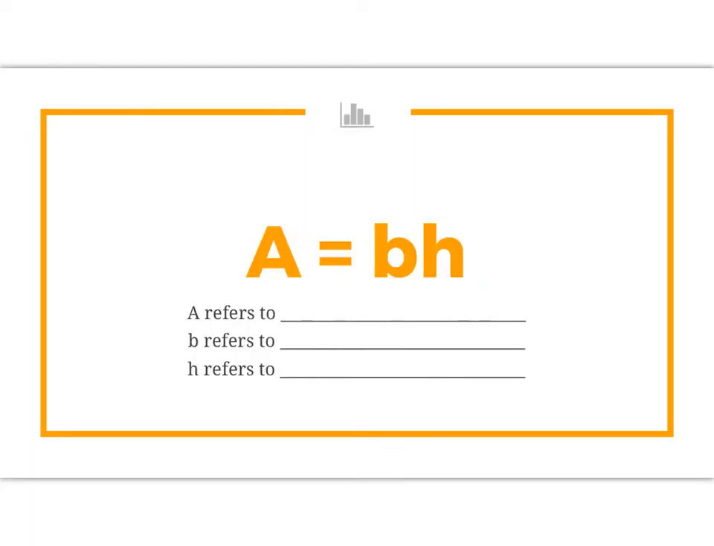When I'm looking at the area of a parallelogram or rectangle, I'm going to say that the area equals the base times the height. So A refers to area, B refers to length of base, and H refers to the height.